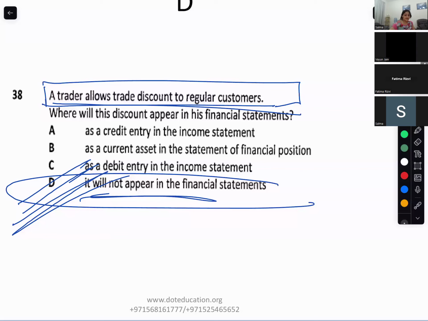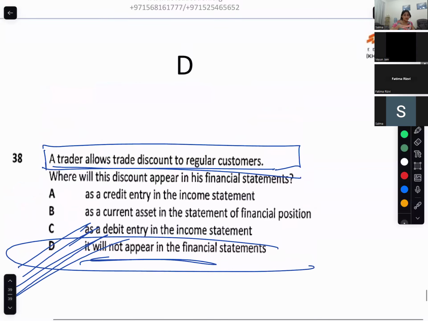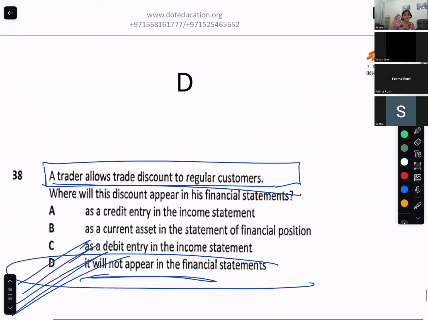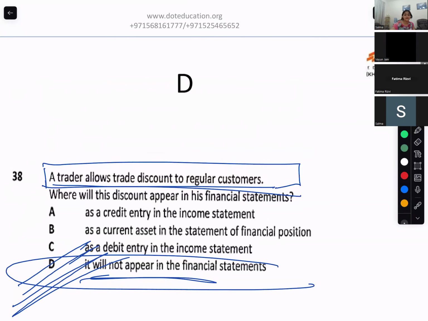So with this, we complete MCQs categorized for the cash book. If you're receiving MCQs, it will be generally on this basis for cash book.